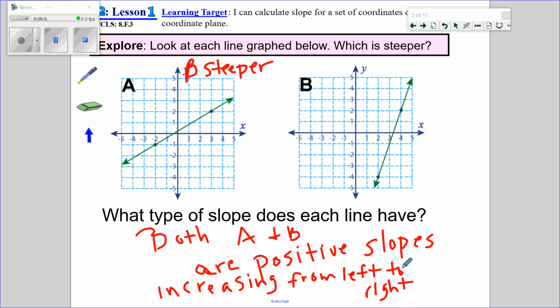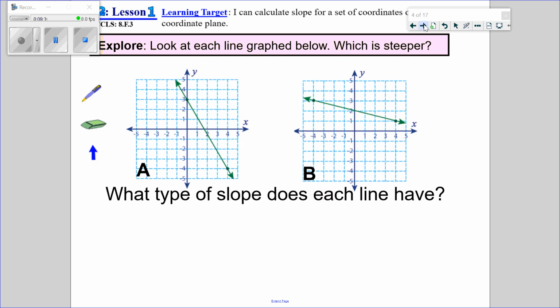Okay, let's go to our next slide. And again, they said look at each line graph below, which is steeper, and then they want to know what type of slope does each line have. Well, you could see from left to right, A is going downward. It's decreasing, so it's a negative slope. And so is B. B is also decreasing from left to right. But which one is steeper? Well, if I had to go downhill, A would get me down there quicker because it's on a steeper incline. So let's write that down, that A is steeper.